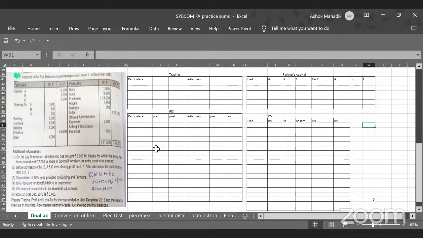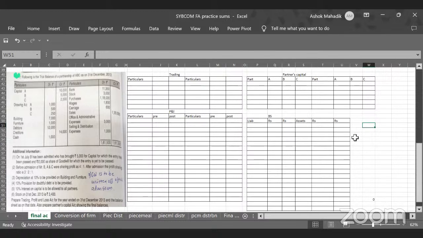Then, so the date of admission is 1st July. So we have to count months. Okay, now how many months are there before his admission? So our year end is 31st December. So the first day of the year must be 1st January 2013, isn't it? So Jan, Feb, March, April, May, and June. First 6 months will fall in pre-period, and after 1st July, that is July onwards till December, will fall in post period. So again, remaining 6 months.